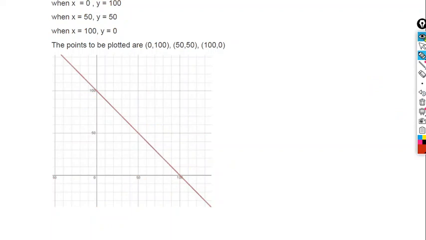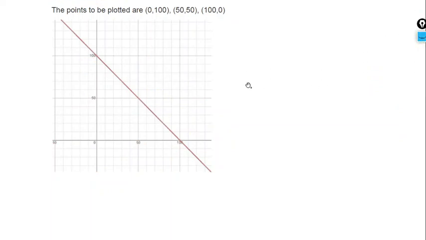Now we will move to the last question. Question number 8. It is an interesting question.